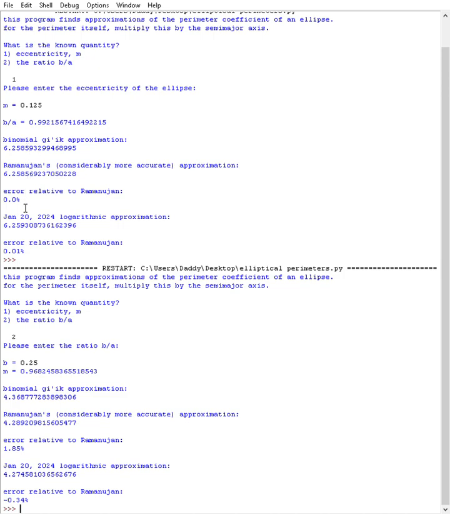And it maintains this. Here, this one is actually, binomial GIC is closer to Ramanujan's than the logarithmic approximation, but they're all really close to each other. And honestly, I don't know which is more accurate, all told. My guess is this, but I honestly don't know. So yeah, there's just a little demonstration. Link to this will be in the comments. Link to the code for this.